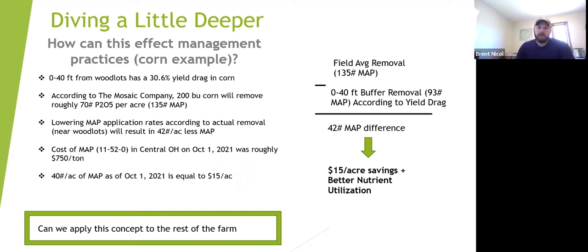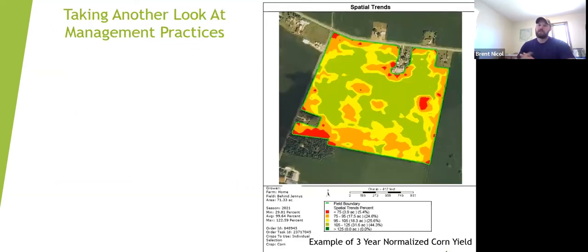So how much does this really save the grower? Is it really worth the time and effort to mess with yield data? So we're going to take a look at a different field as a separate example. This is a normalized yield analysis run on 3 years of corn data, from 2016, 2018, and 2020, and it's showing yield spatial trends, so these productivity trends.